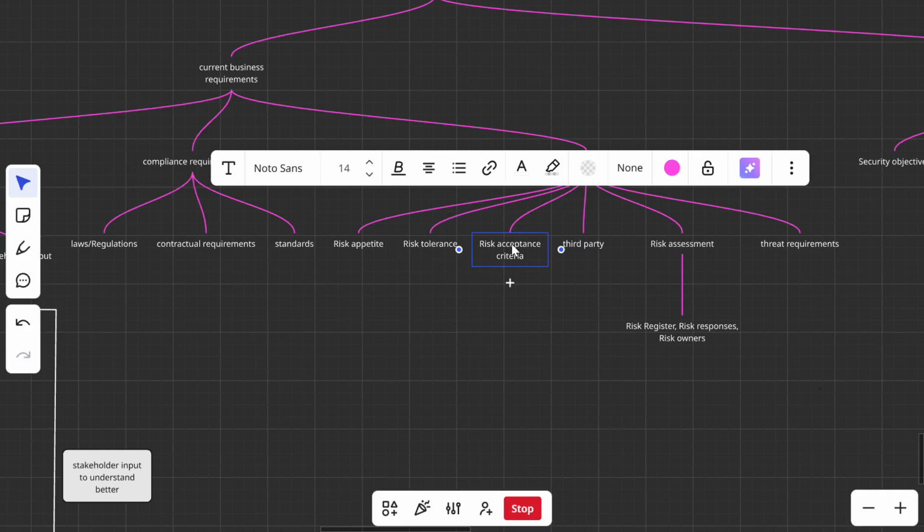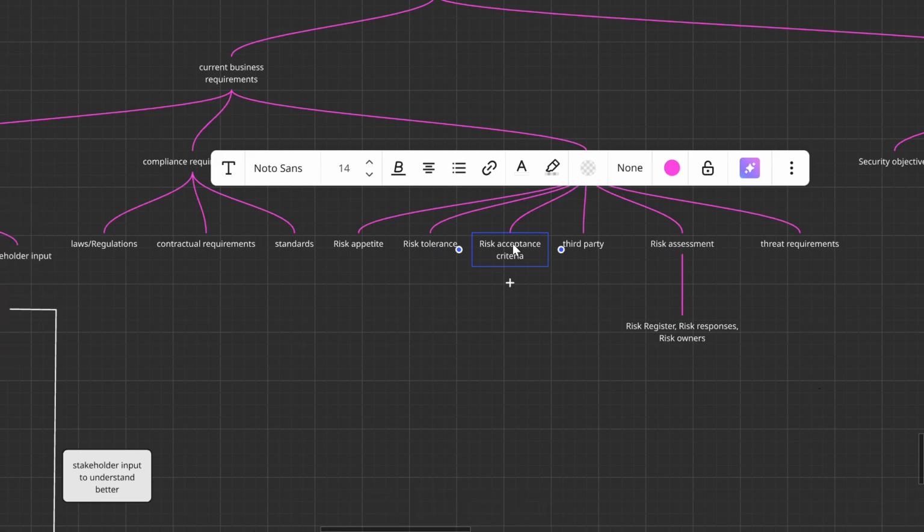Risk acceptance criteria, you're saying, all right, we're not going to accept 100 records, 500 records, 200 records. This is risk acceptance criteria. You're also saying what is medium, what is high, what is low. So you would define those things in risk acceptance criteria.